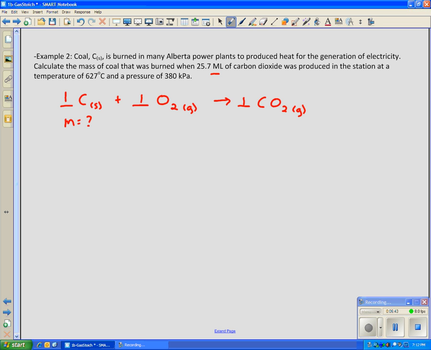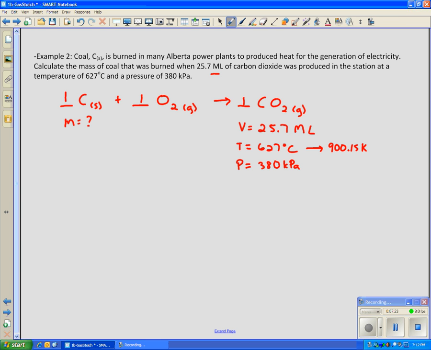25.7 megaliters of carbon dioxide was produced. So over on the product side, the volume is 25.7 megaliters. And we also know the temperature and the pressure for that gas. So our temperature is 627 degrees Celsius and pressure is 380 kilopascals. The temperature has to be in kelvins, so when you add the 273.15, we come out to a temperature of 900.15 Kelvin that we'll need for the calculation.